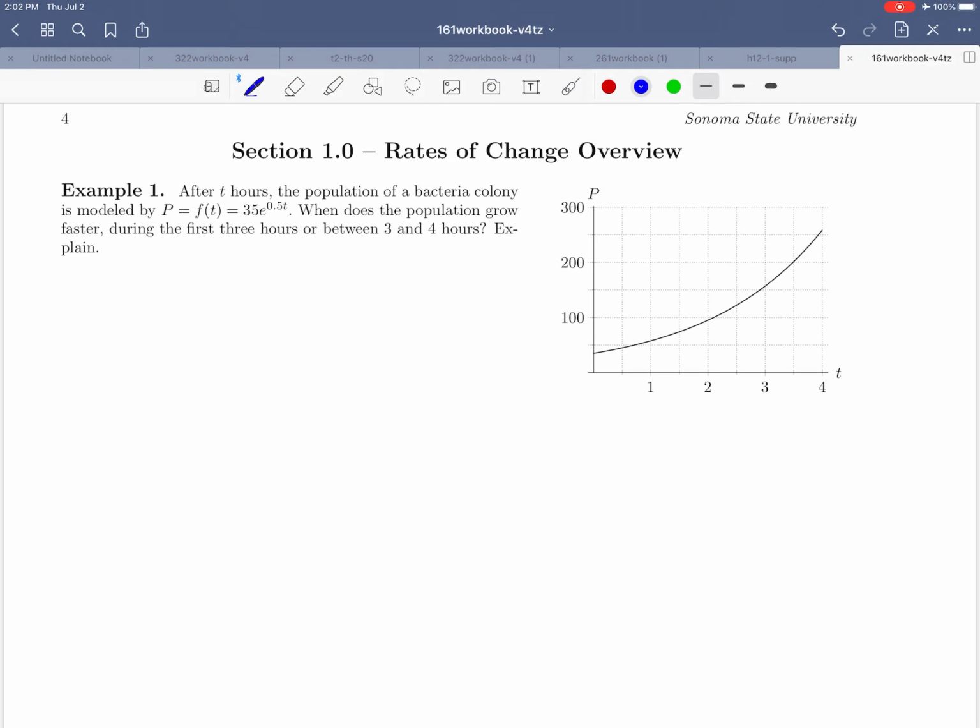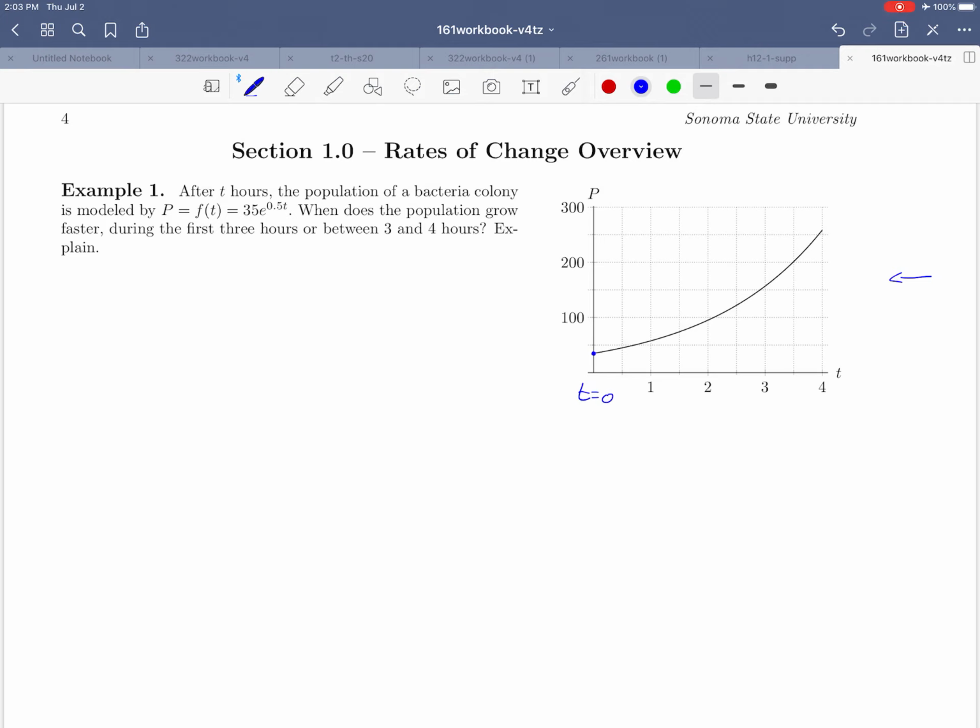Okay, let's look at this example and let's look at the graph first over here on the right to get a feeling for what's going on. So the graph shows how fast our bacteria colony is growing. We can see that at t equals 0, the population number is shown by the vertical intercept over here. That looks like it's a little bit below 50, so maybe 40 or something like that. And then we can also see that as time goes on, our population is growing.